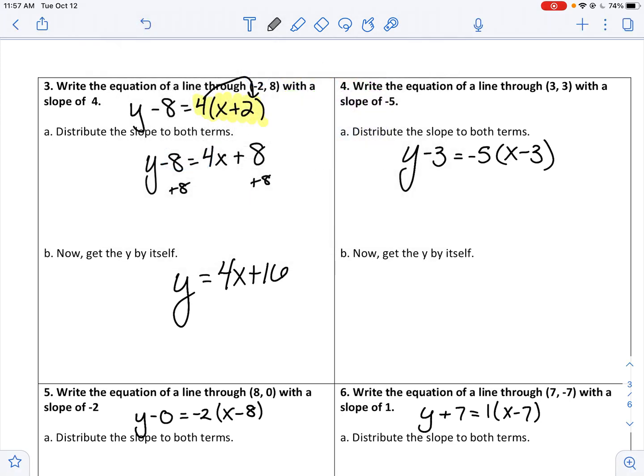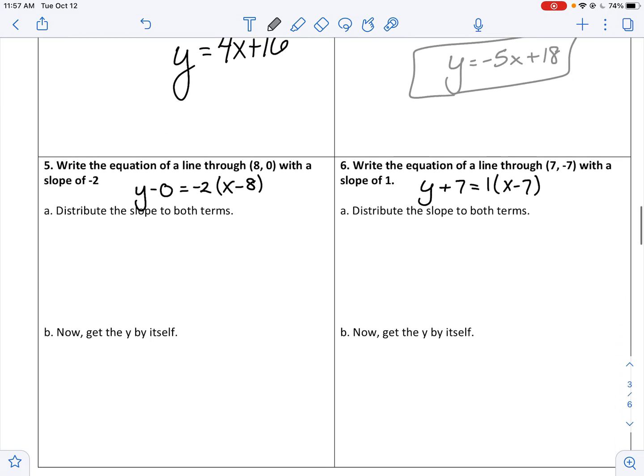Alright, so you should have finished it by now. If not, pause the video and then unpause when you are finished. So you should have y minus 3 equals negative 5x plus 15. And then you get y equals negative 5x plus 18 when you add that 3 over.